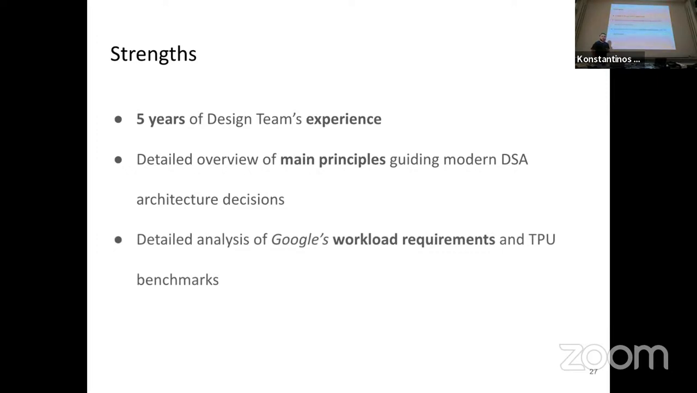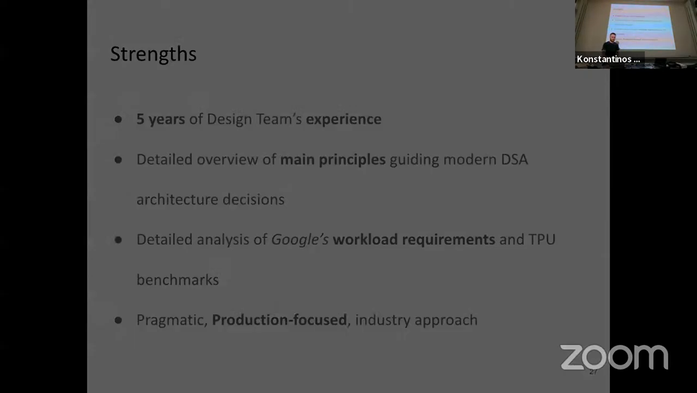They have done a lot of extra analysis of the workloads that I am not going to go into depth on here, but clearly they know very well what Google's workload is, and they can really tailor the hardware for the workloads that they require. And the entire paper was very pragmatic, very industry focused, as I said, and you can see that it is not a research paper, more of a documentation of how it works in the industry.